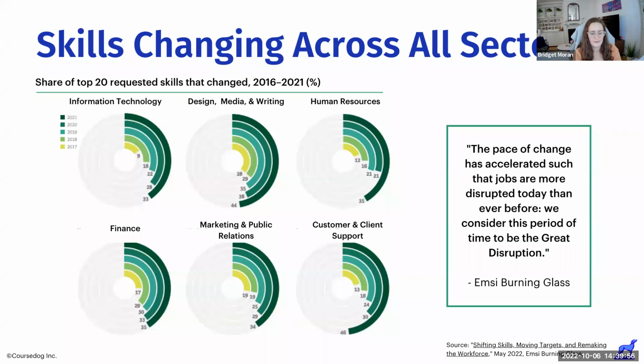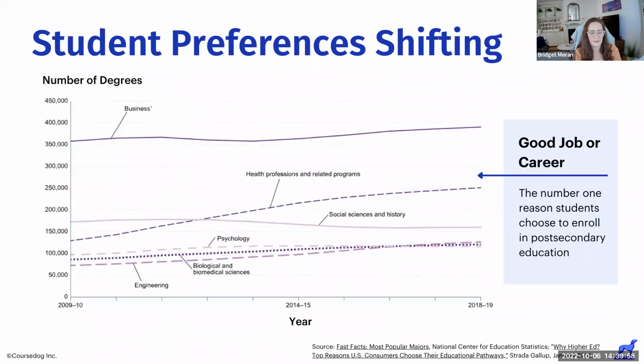And we know that what's happening in the job market is going to impact student demand. Whether we like to admit it or not, getting a good job is consistently the top reason students report that they choose to enroll in post-secondary education. The motivation to find a good job doesn't just impact students' intentions to enroll in higher ed, but also what program they choose.